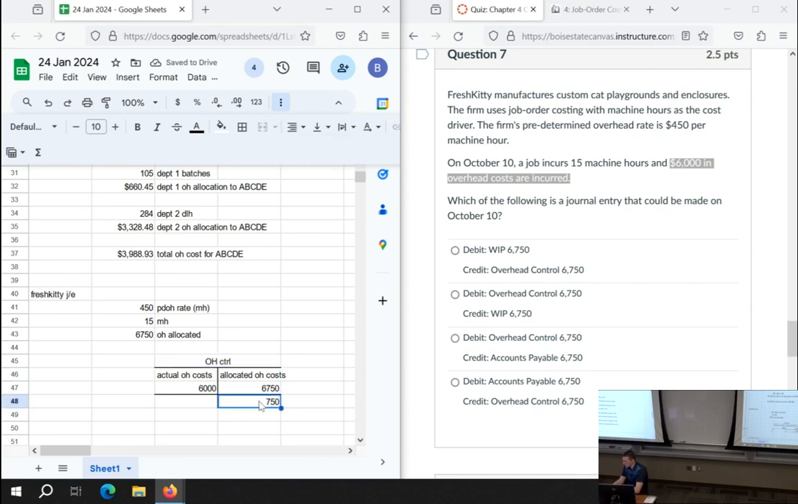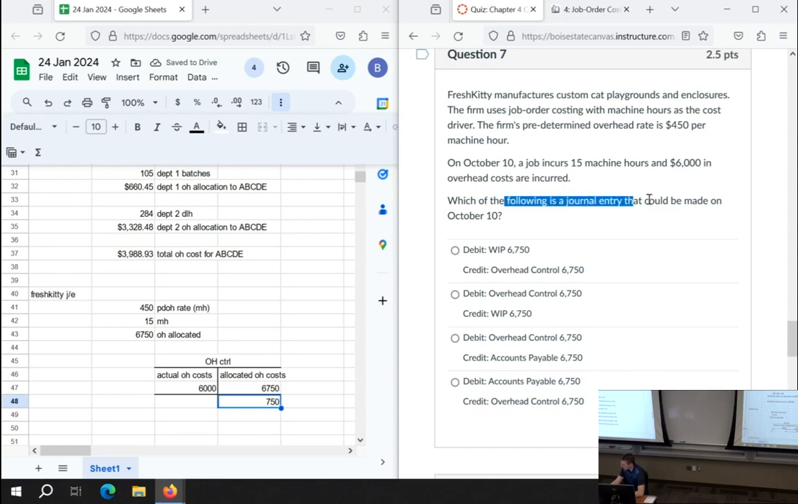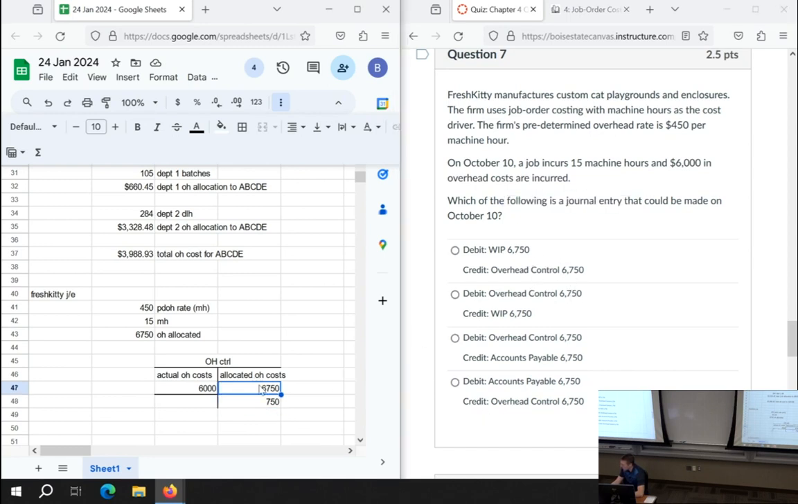It's probably not the only thing. We're just isolating one day, and I'm asking for a journal entry that could be here. So since I'm asking for sure about the $6,750, it's probably going to be a credit to overhead control for $6,750. So I think this is a possible one, and this is a possible one.